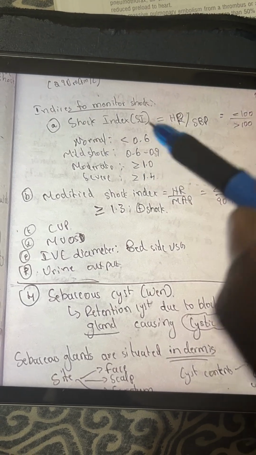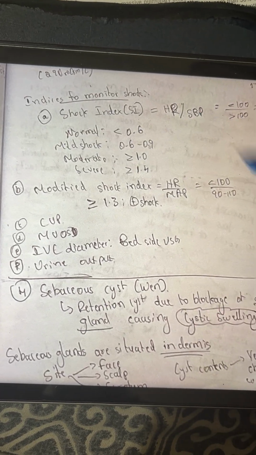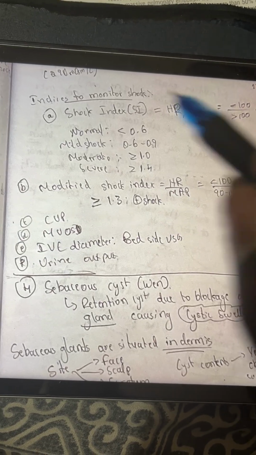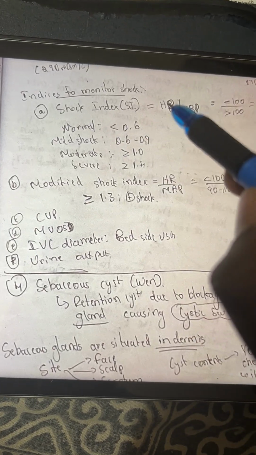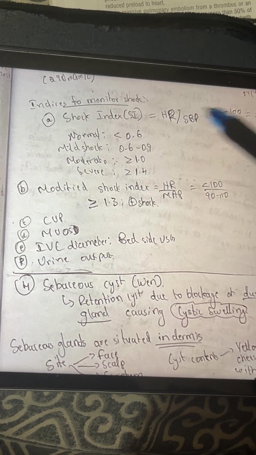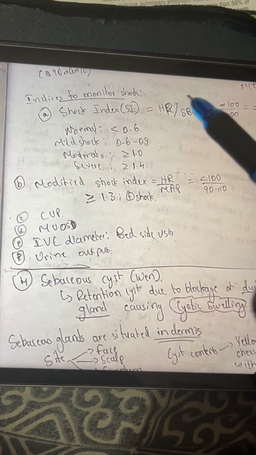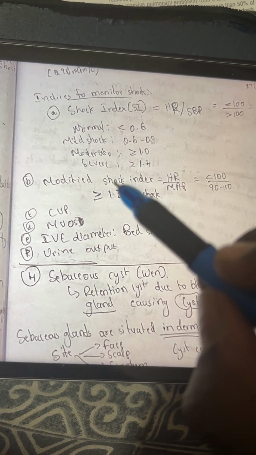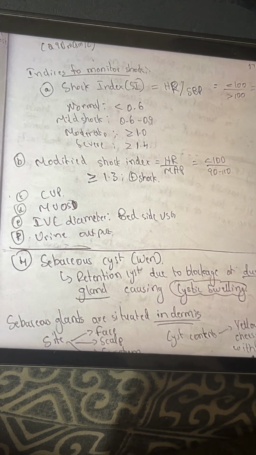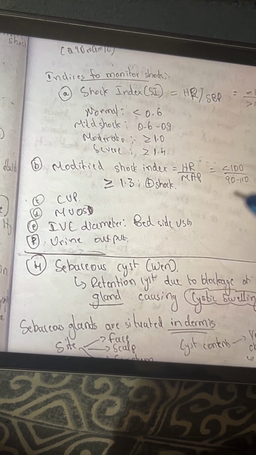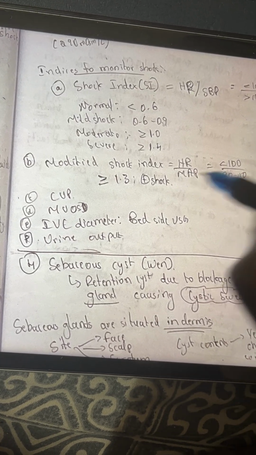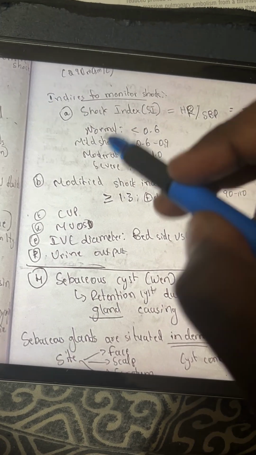Indices to monitor shock. This is important. Shock index is heart rate divided by SBP, and modified shock index is heart rate divided by mean arterial pressure. To remember, heart rate is common. For shock index you use SBP, as in the qSOFA score. The modified shock index is more accurate, that's why it's modified. If you want all the parameters great, the most accurate pressure is mean arterial pressure, like that you can remember. The value is not important, you can write it if you want.